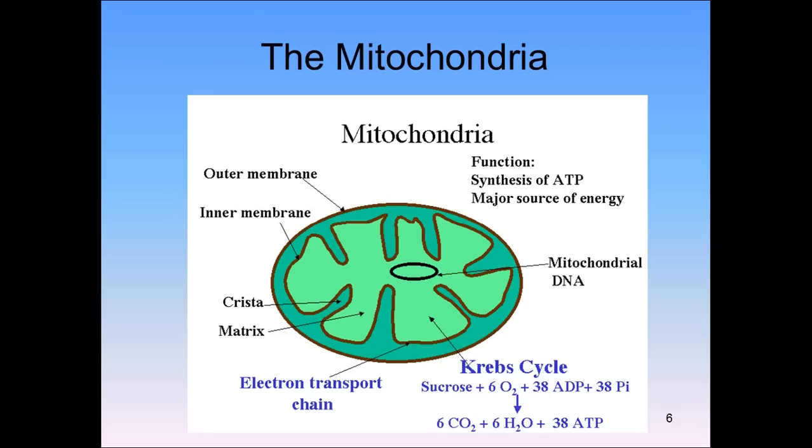And finally, we're looking at the matrix. The matrix is the space inside the inner membrane. Hydrogen ions will be pushed across this to produce ATPs, NADH, and FADH during the Krebs cycle.